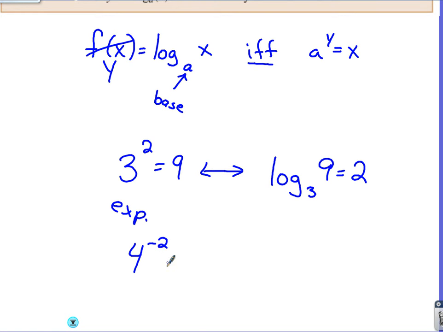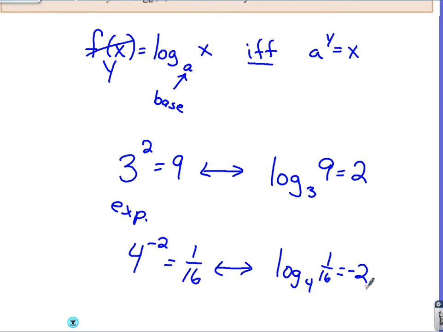4 to the negative 2 power equals 1/16. If and only if can be written, that's a biconditional. We'll talk about that in geometry. If somebody will try it, log base 4 of equals.